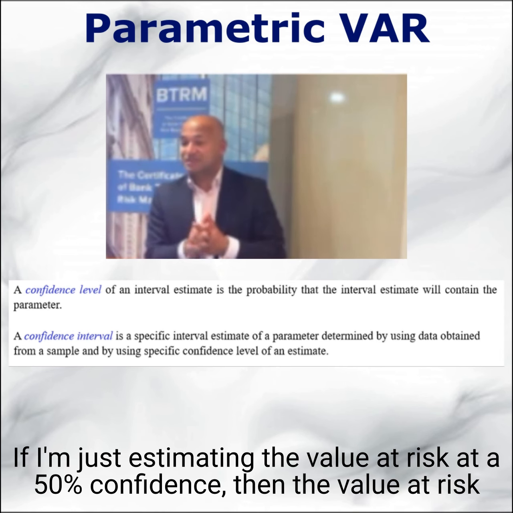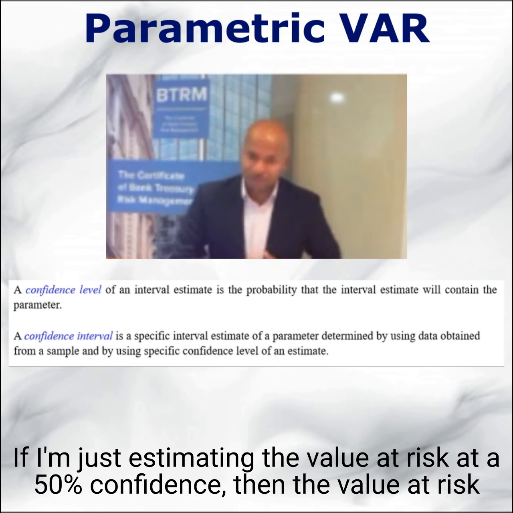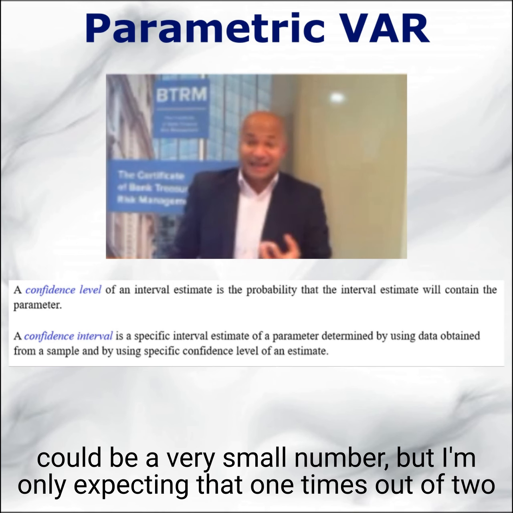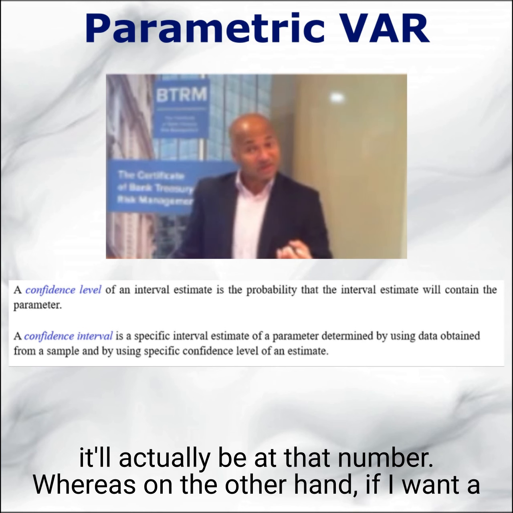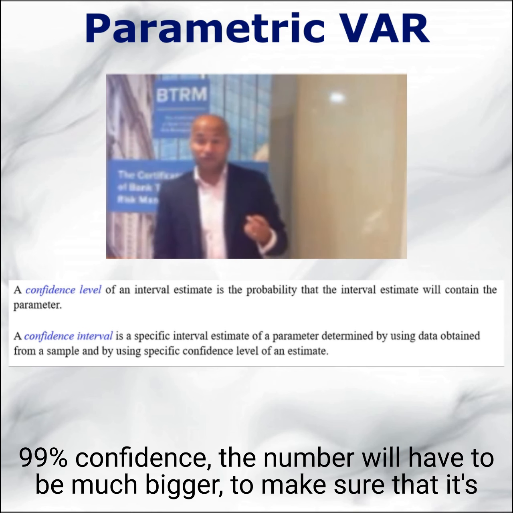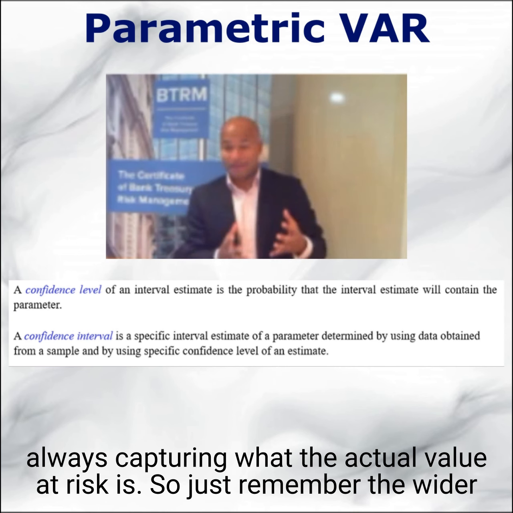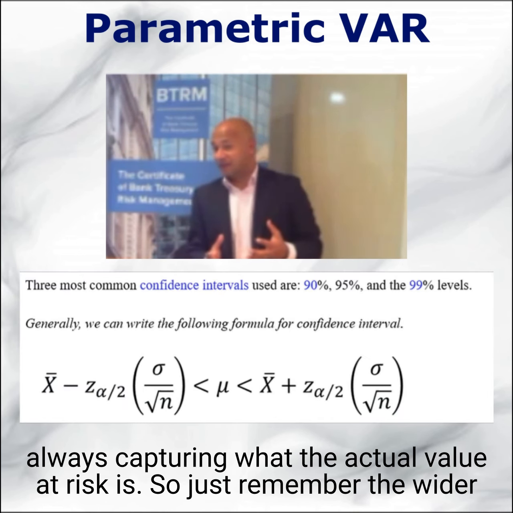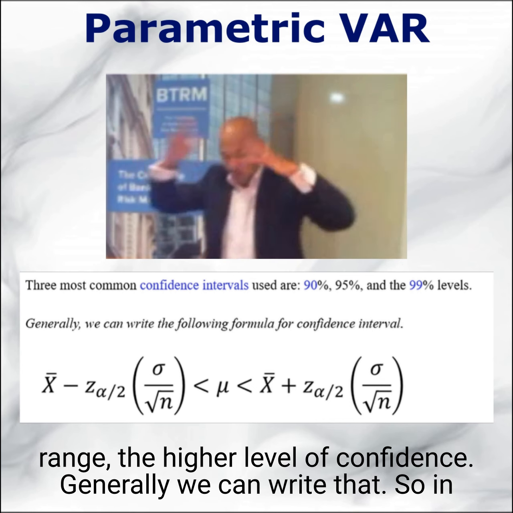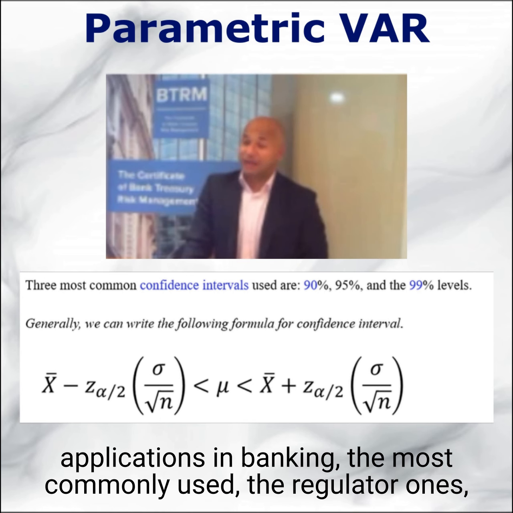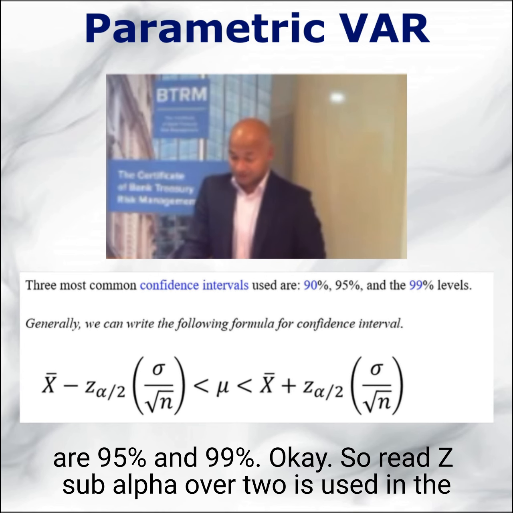If I'm just estimating the value at risk at a 50% confidence, then the value at risk could be a very small number. But I'm only expecting that 1 time out of 2 it'll actually be at that number. Whereas on the other hand, if I want a 99% confidence, the number will have to be much bigger to make sure that it's always capturing what the actual value at risk is. Okay, so you just end up with a wider range, the higher the level of confidence. Generally, in applications in banking, the most commonly used, the regulated ones, are 95% and 99%.